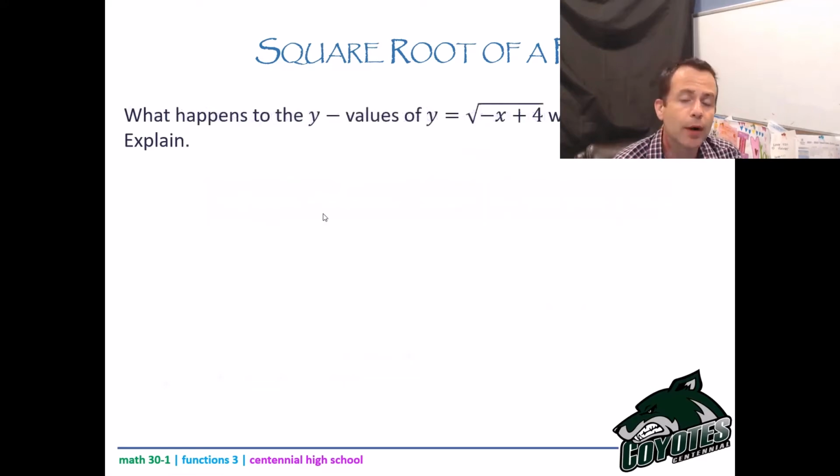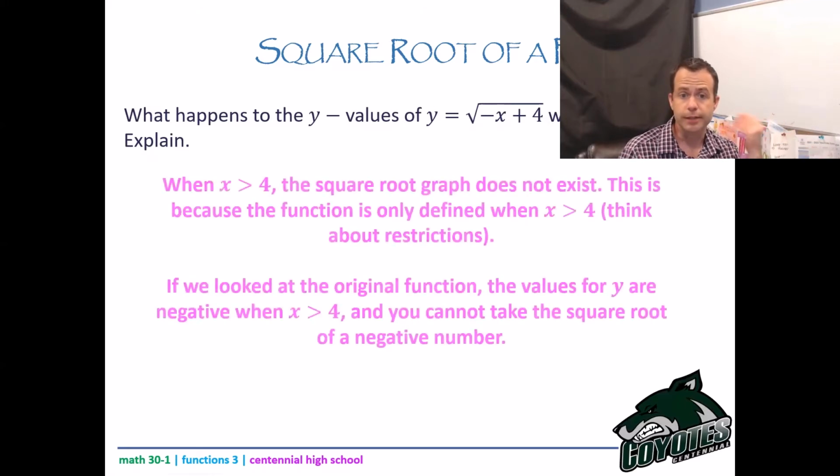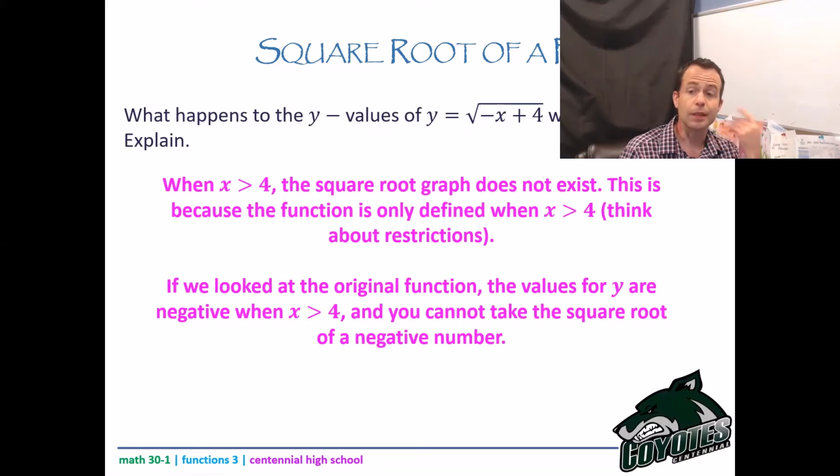Okay, and then what happens to the y values of the square root graph when x is greater than 4? At that moment, the y values of the original graph are negative, and I can't take the square root of a negative number, so the y values of the square root graph are non-existent. Okay, so when x is greater than 4, the square root graph does not exist. This is because the function is only defined when x is less than 4. Think about the restrictions, right?